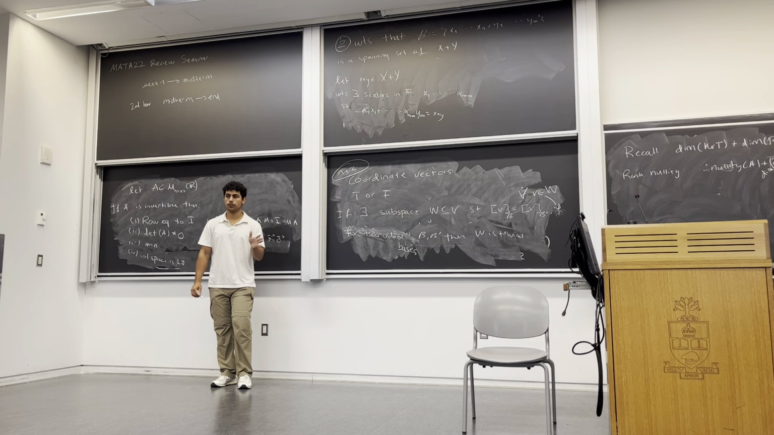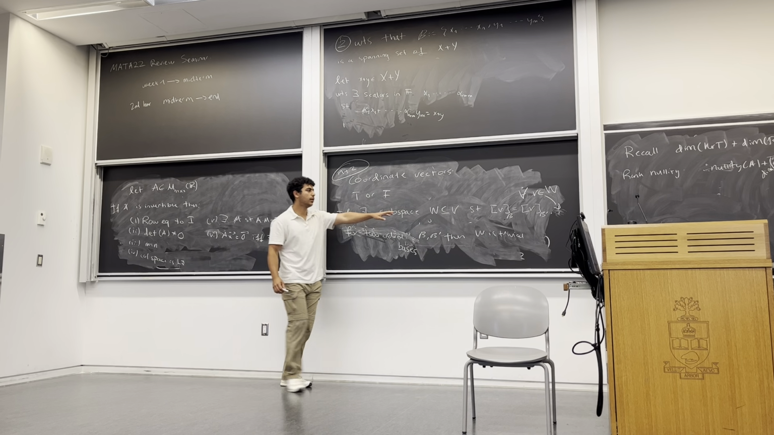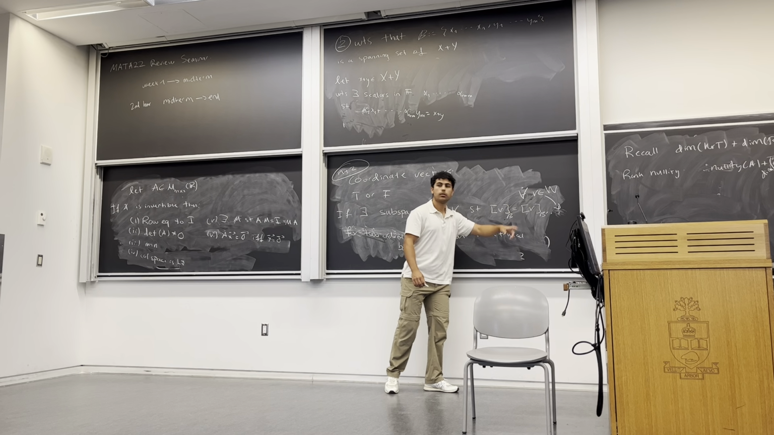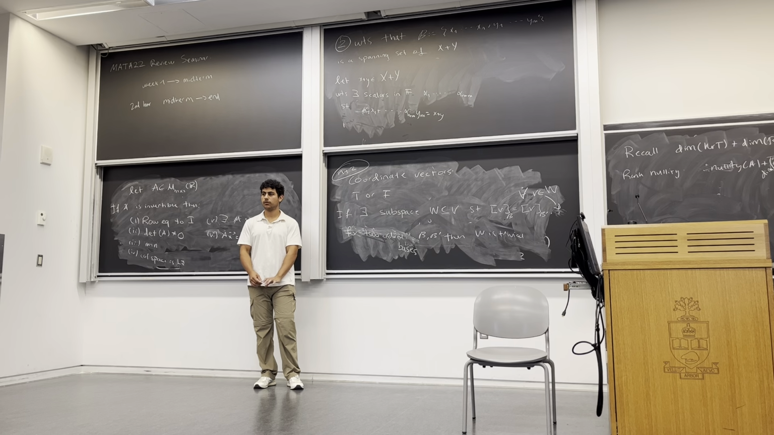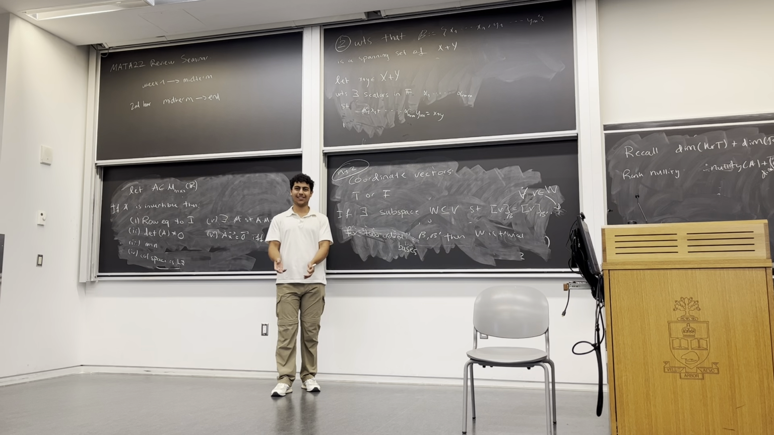So hands up for true. So this is for all v in W. Hands up for false. If you say false, you're going to give me a counterexample. We don't want speculation. That's 1 out of 3 on the true and false. What about the justification?